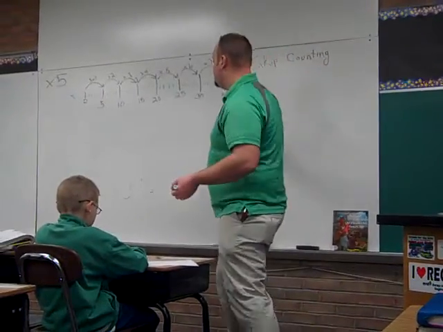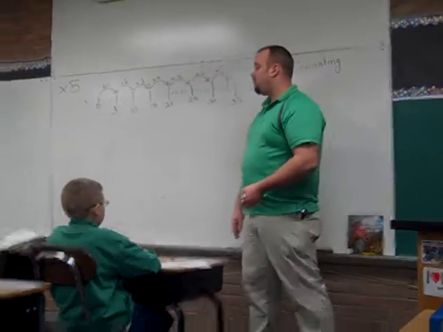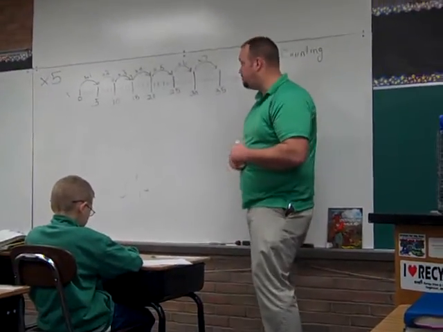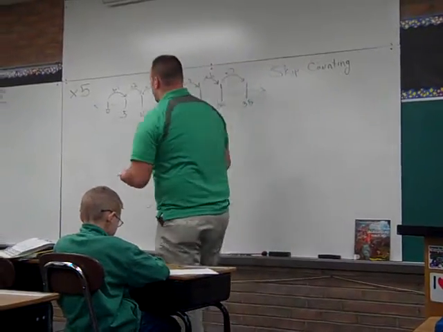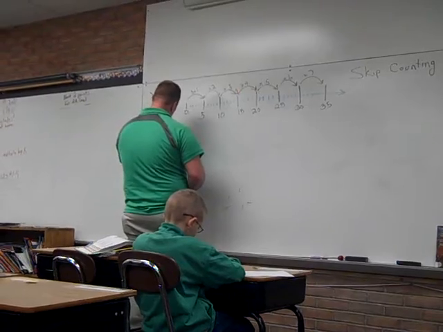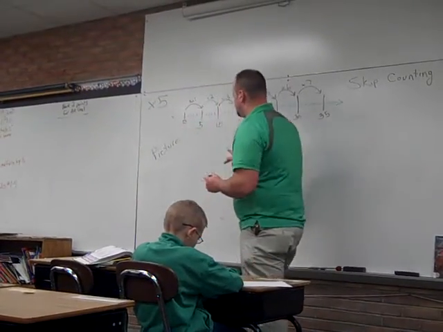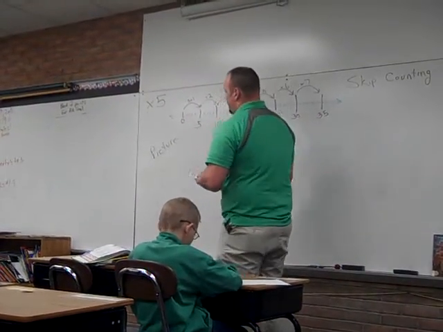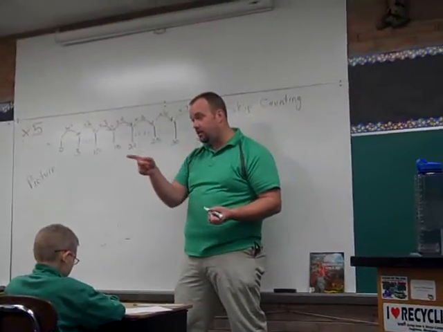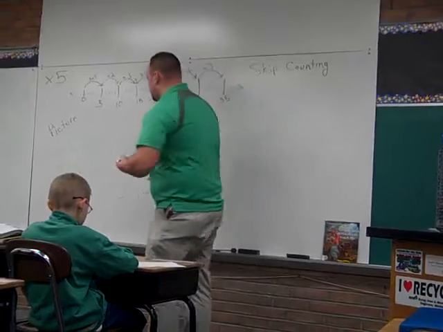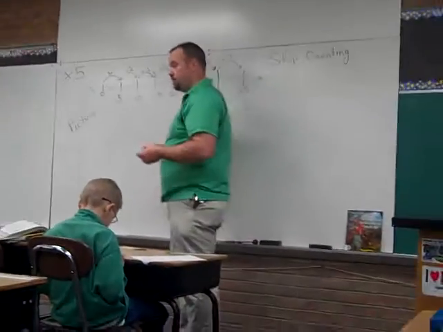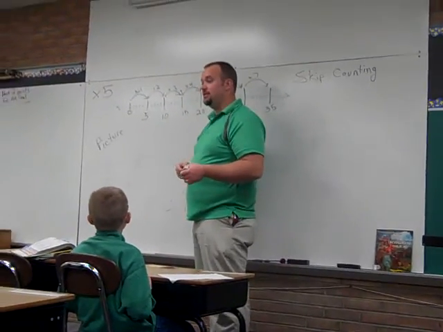Does anyone remember what the next way is? Yeah. Pictures. Draw a picture. Okay, so you start with your picture. And when we're multiplying by 5, how big are the groups? Yeah. 5. They're groups of 5. So, let's say I want to do 7 times 5. How many groups of 5 dots am I going to make?